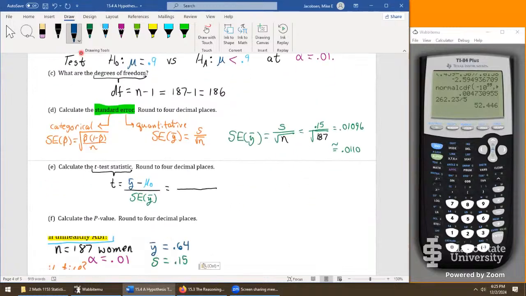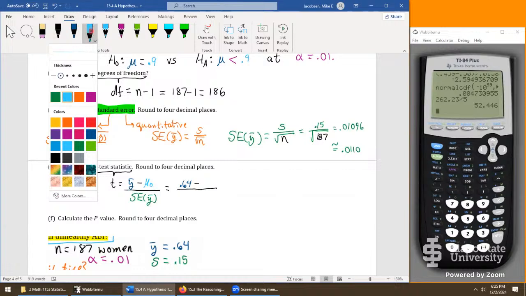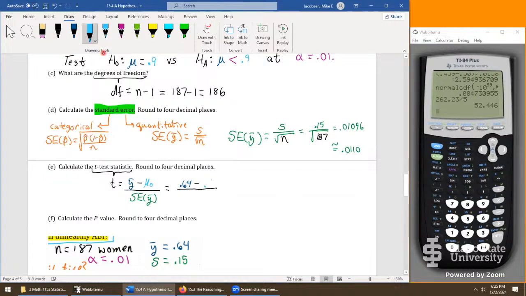So for y bar, we plug in 0.64. Subtract off mu naught at 0.9. That came from right here by the red dot, your null hypothesis. And then finally divide by the standard error of y bar, way over here, 0.0110.